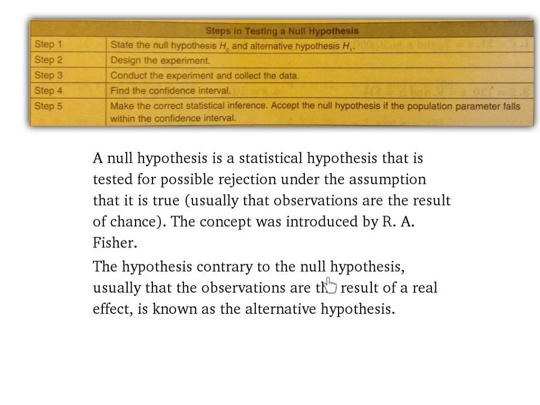And the contrary to the null hypothesis is the alternative hypothesis. And so to test that hypothesis, we'll design an experiment. We'll conduct the experiment and collect the data. We'll find the confidence interval and then make a correct statistical inference. We'll accept the null hypothesis if the population parameter falls within the confidence interval, and we will reject the null hypothesis if the population parameter falls outside of the confidence interval.